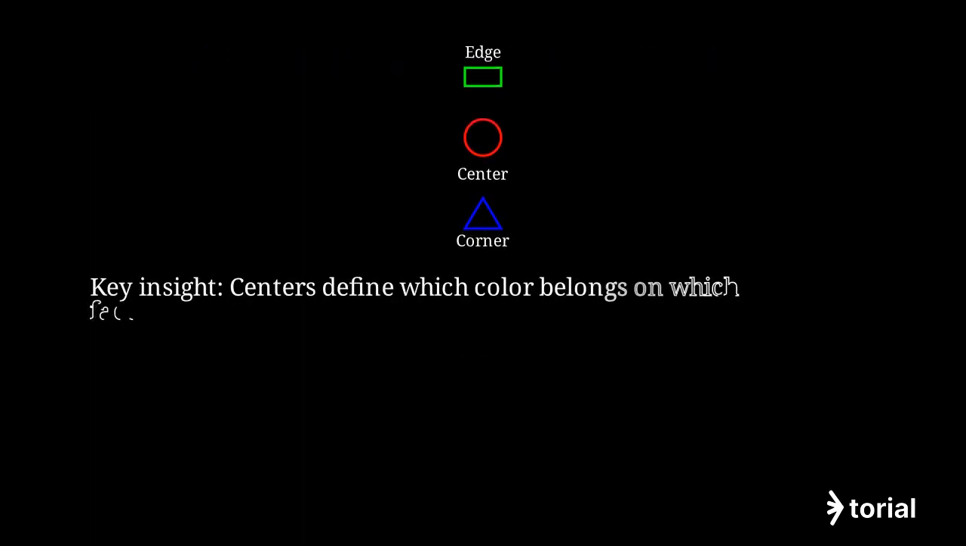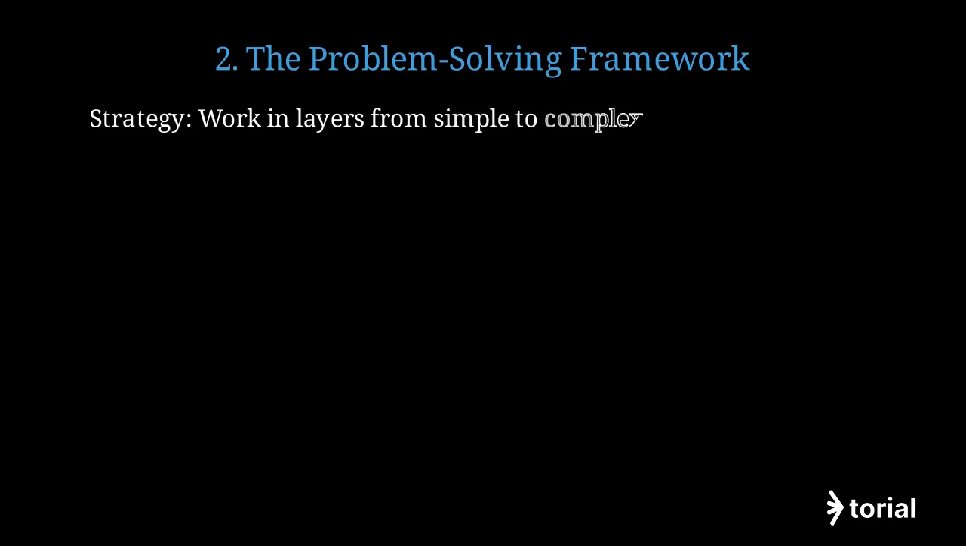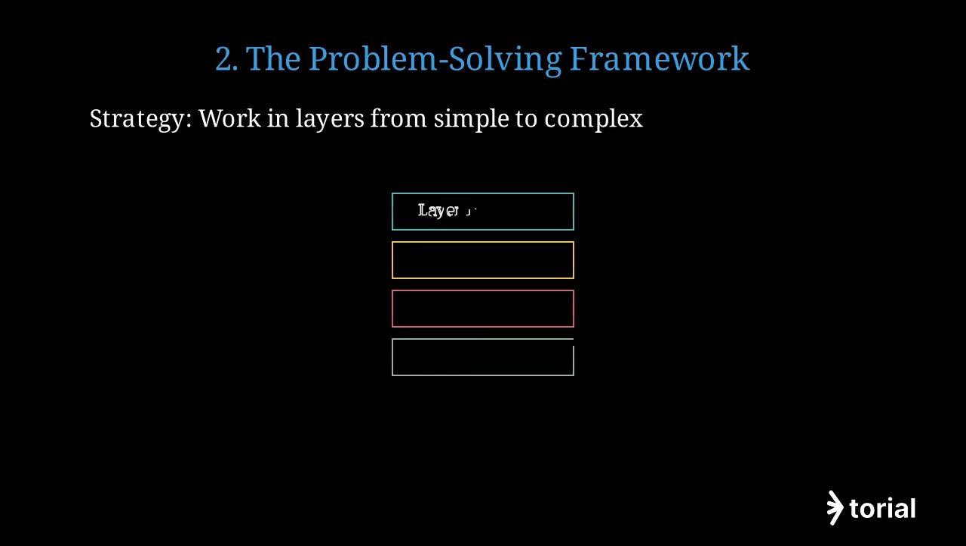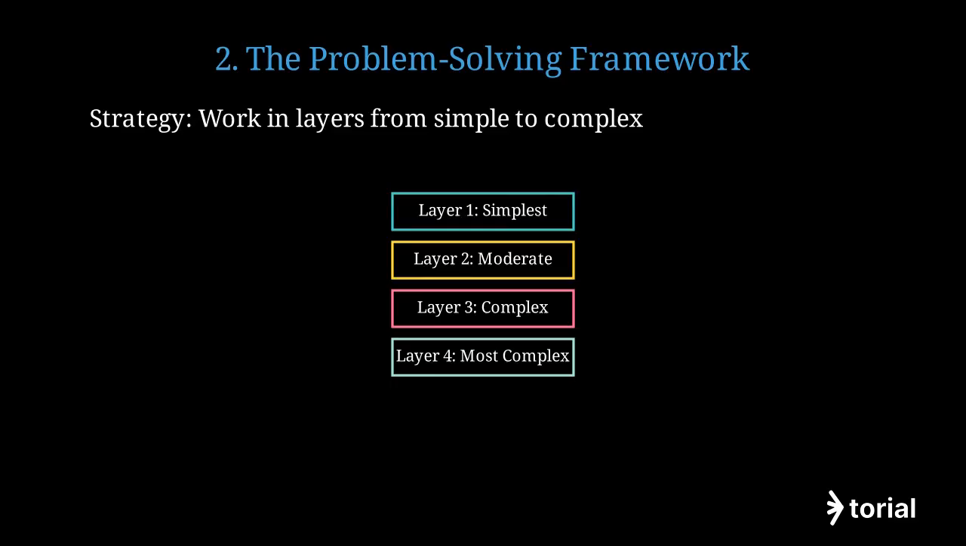A crucial insight is that the center pieces define which color belongs on each face, since they never move relative to each other. Now let's discuss a framework for approaching the puzzle systematically. A powerful strategy is to work in layers, starting with simpler objectives and gradually tackling more complex arrangements. Think of solving in progressive layers, where each layer builds upon the previous one and increases in complexity.